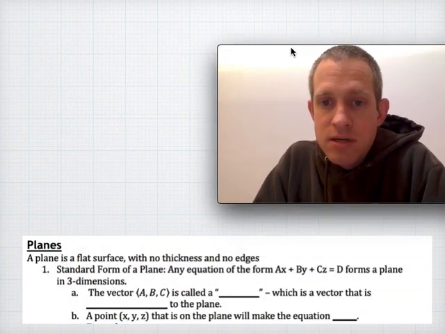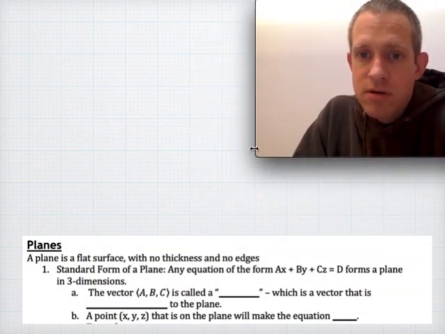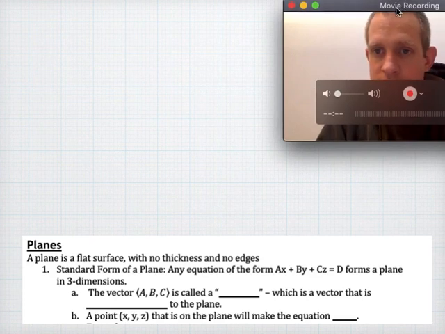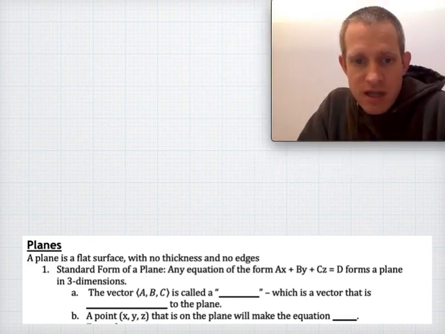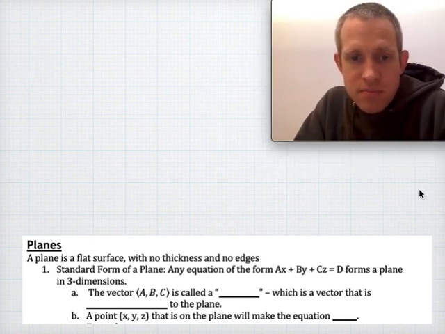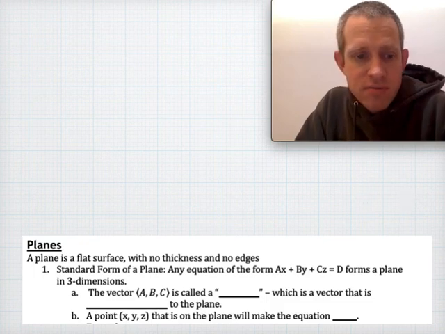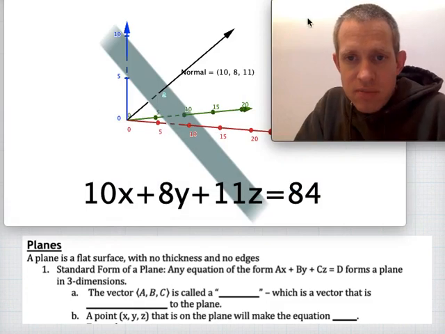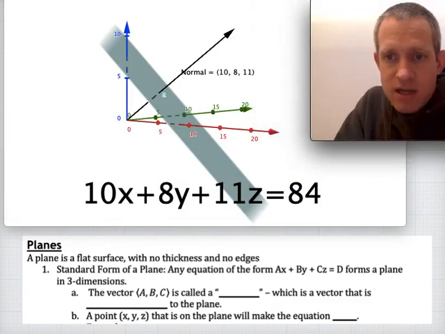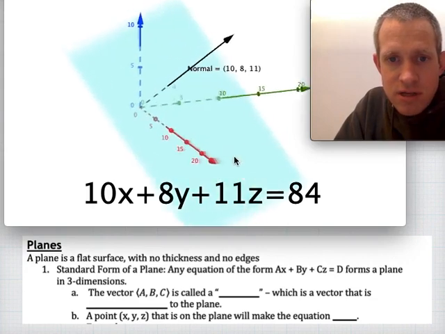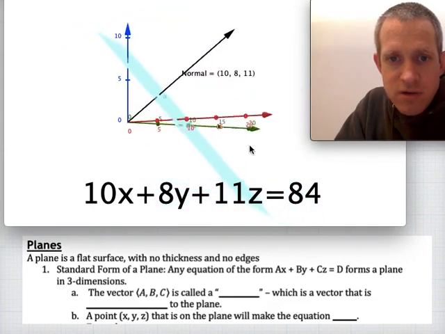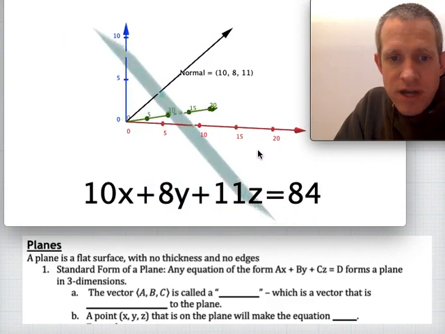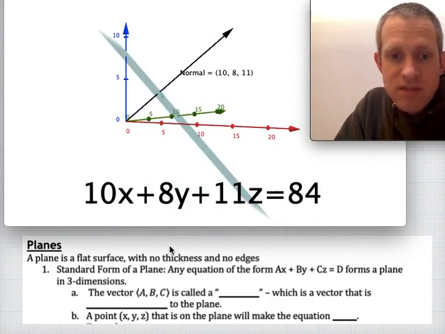So let me make myself a little bit smaller and off to the edge here. And we're going to talk about what a plane is. And so I'm going to bring up an example. I have a little app here that'll allow us to look at a bunch of different planes. And so you can see in 3 dimensions here that surface going all over the place. So that is a plane. So a plane is a flat surface that has no thickness, no edges.